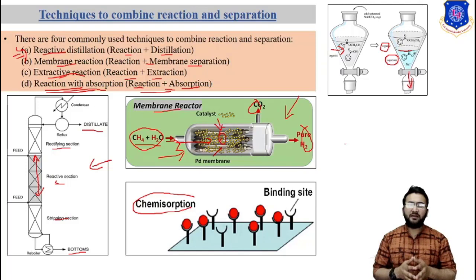If a solid catalyst is used, then the same catalyst can also act as the packing material of the packed tower. In this case, the solid catalyst plays a double role: it enhances the rate of reaction and also enhances the rate of mass transfer of distillation. This is a special type of reactive distillation which uses a solid catalyst, known as catalytic distillation.